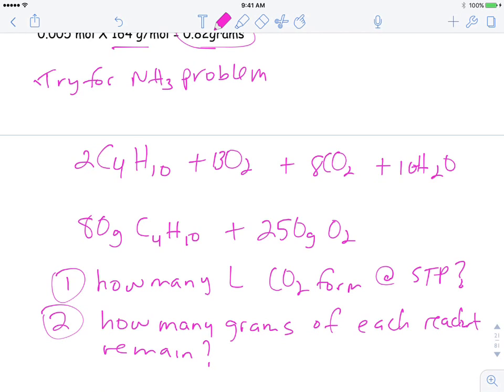We'll talk more about limiting reagents and keep going on with stoichiometry.